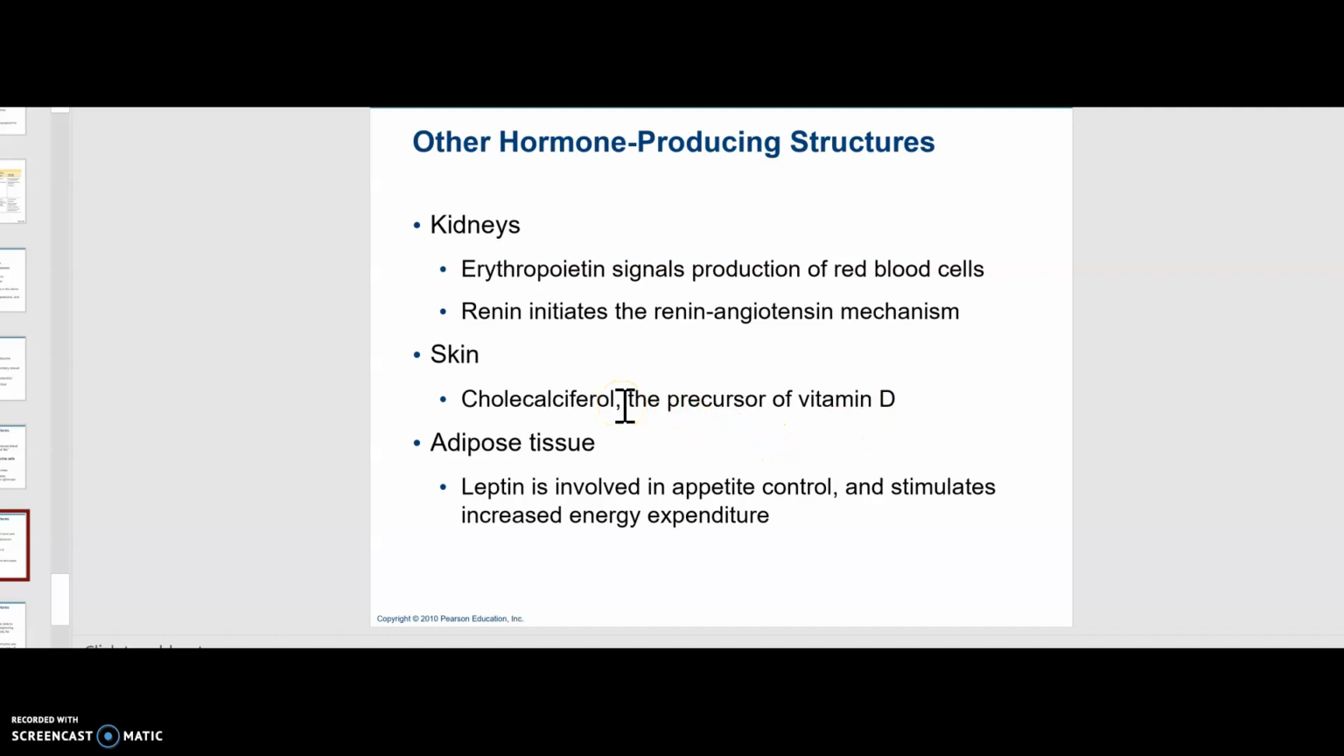Cholecalciferol, vitamin D1, vitamin D2, 25-hydroxycholecalciferol, vitamin D3, 1,25-dihydroxy. But the skin, enzymes in the skin, particularly the stratum basale and stratum spinosum, do this. Adipose tissue, leptin, which assists in appetite control, is produced.